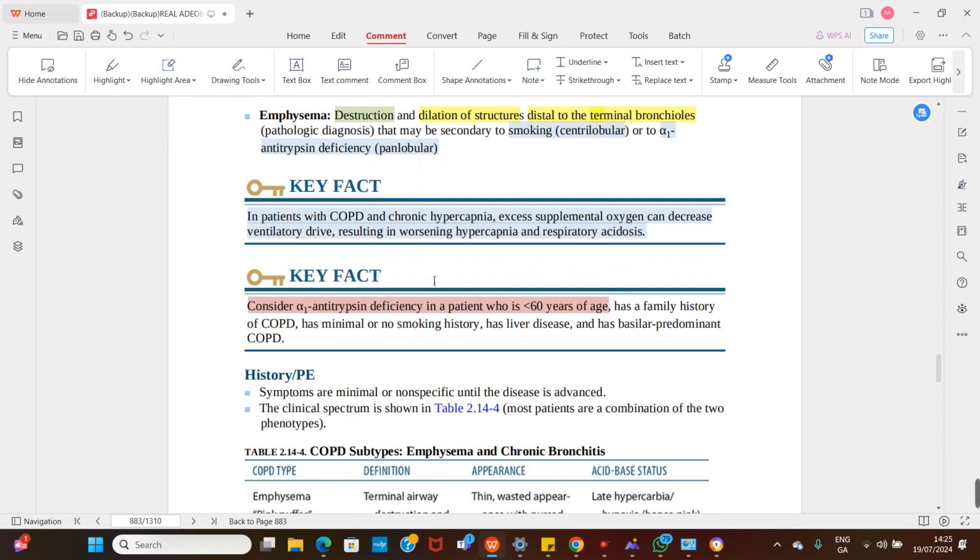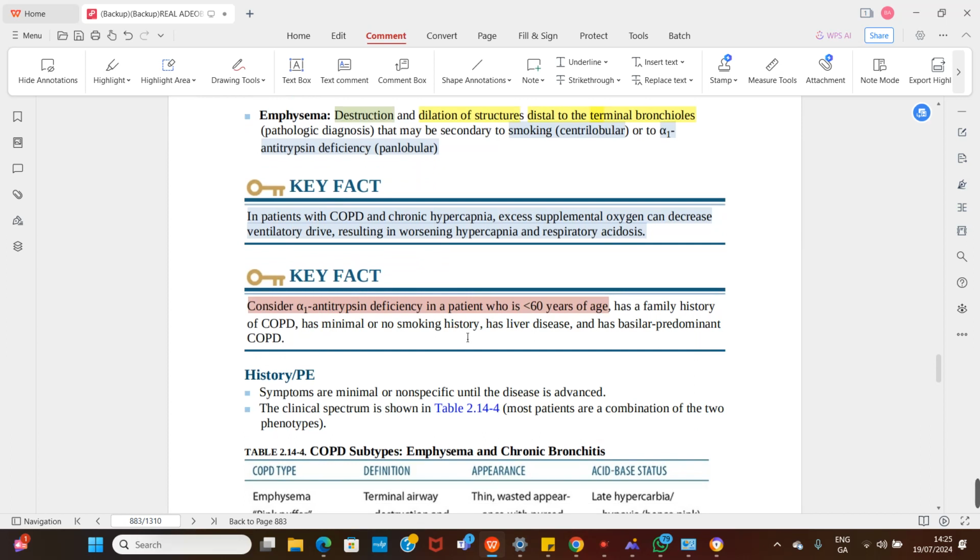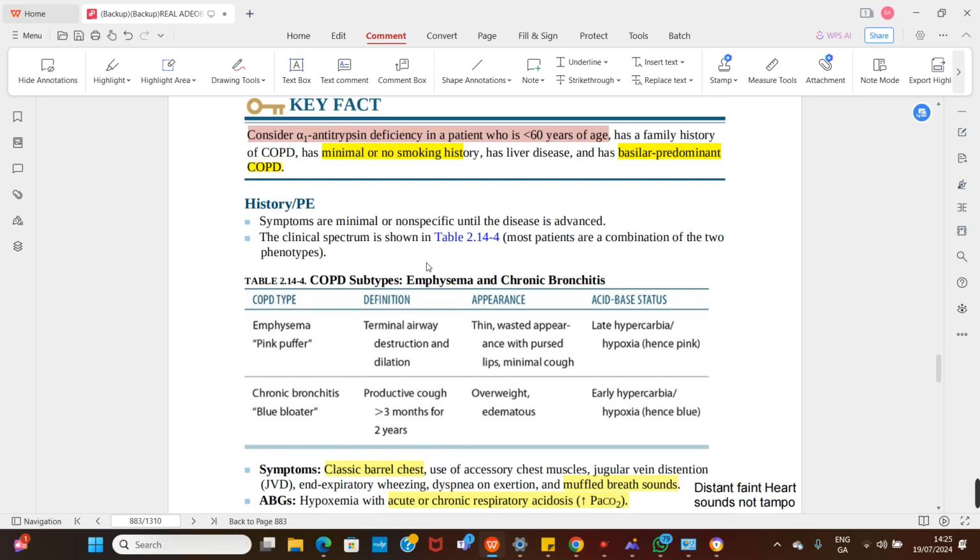So if you have a patient with a family history of COPD, and the patient is less than 60 years, no smoking history, has a liver disease, probably liver cirrhosis, and has a basilar predominant COPD, just like we have said, think about alpha 1 antitrypsin deficiency as a cause. This is very high yield, and I know that most of us will remember this and we cannot miss it.